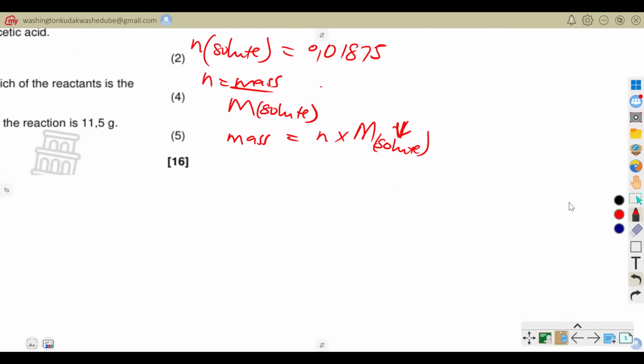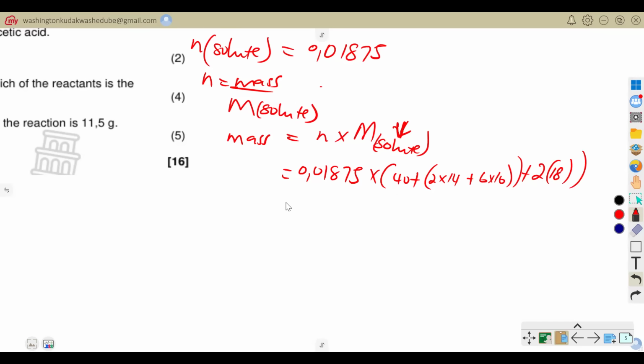So for this solute, I would be having my number of moles, it's 0.01875. And then the molar mass there would be 40 for calcium, plus, for nitrate, 2 times 14 plus 6 times 16. And then I would add for 2 times water, it would be 18. And then I'll get a total. And thereafter, I'll need to find the final for those.